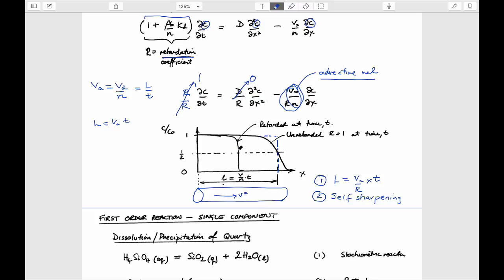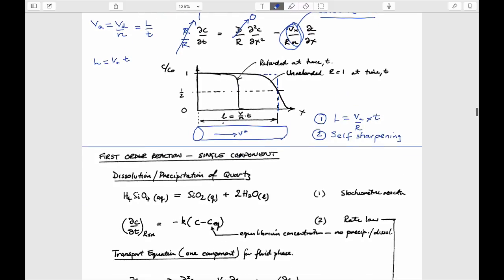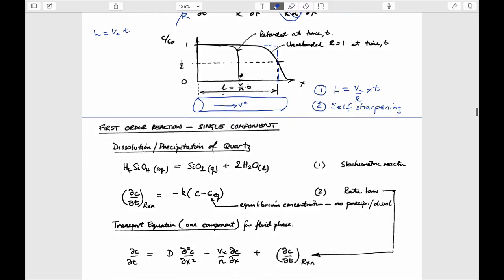And so it makes this front, the retarded front, actually sharper than it would be otherwise. Cigarette smoke, so interesting, at very low concentration essentially. What we can pick up at very low concentrations. So those are the two features: one, it travels less far, and two, it self-sharpens.